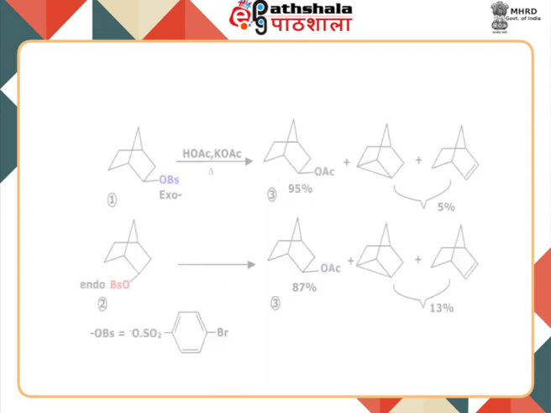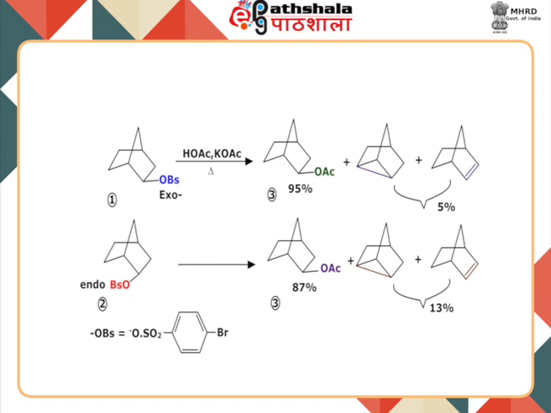Let us consider first of all the acetolysis of two Norbornyl brosylates. Each of the isomeric brosylates, as shown as 1 and 2 here, is prepared and subjected to acetolysis, that is solvolysis using acetic acid as solvent and as a nucleophile. So what we find here, as shown in these two equations, is that in the first one you are having the OBs at the exo position, and in the second the OBs, the brosylate group, is at the endo position.